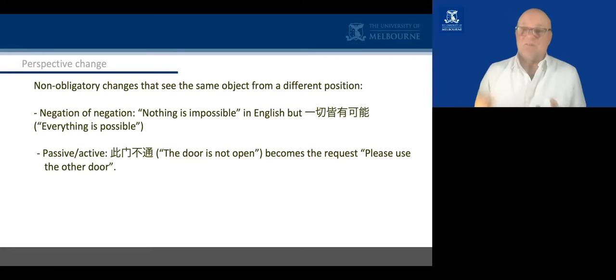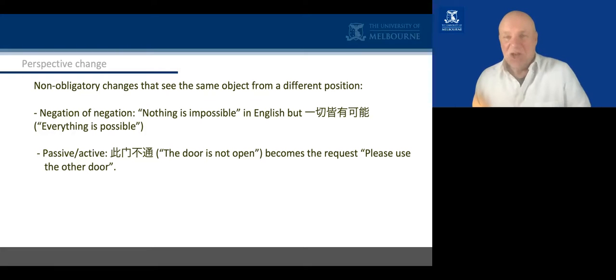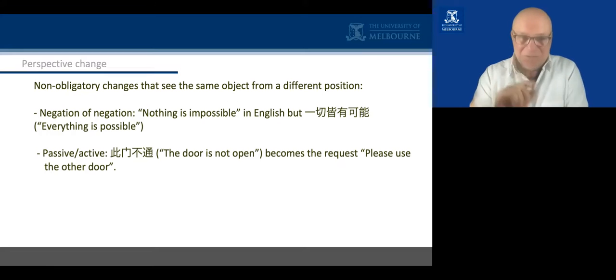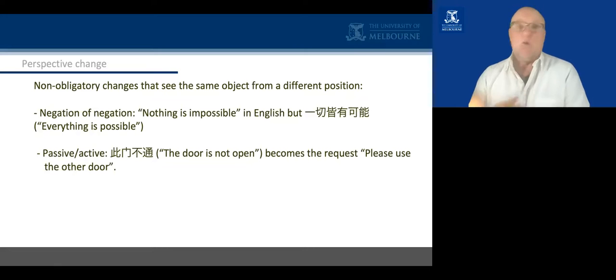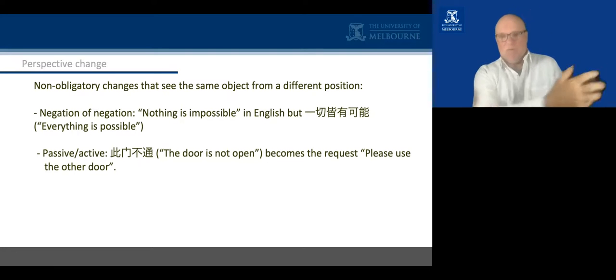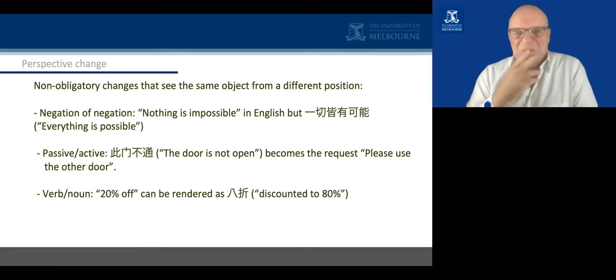This is important because often when you're stuck, you're really stuck, you don't know how to say this thing. One good trick is to negate it, translate it, and negate that. Negation of the negation will often bring you a solution. Remember this, it'll work. Similarly, things like moving the passive to the active or active to the passive. I can say, "the door's not open." It can mean, in some respects, please use the other door, or close it, or open it. Sorry, open it, yeah. Those transformations are normal.